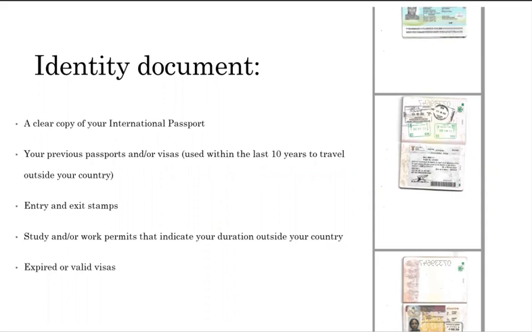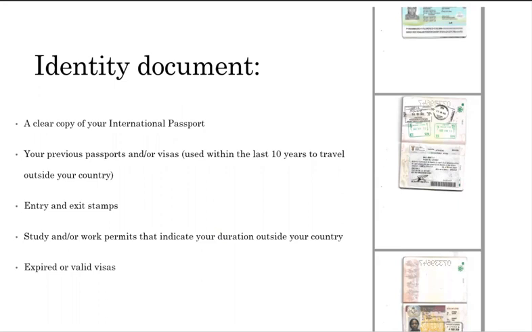So we need a clear colored copy of your valid passport and visas you've used within the last 10 years to travel outside of the country. We want to see entry stamps, exit stamps, all of the pages on your passport that has stamps on them. You want to send us a copy of that. Again, you also want to provide your passport data page, the one that shows your date of birth, your country of origin, and all of that.